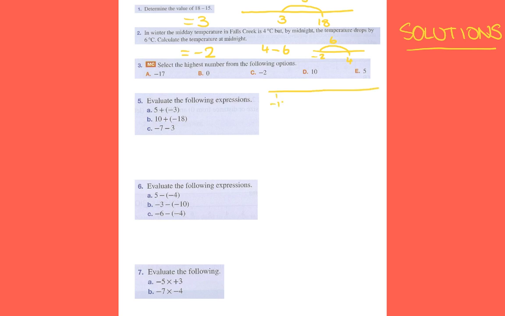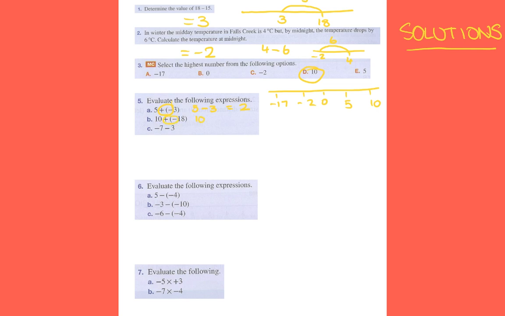Now the highest number, I'm going to pop them on a number line. Negative 17, negative 2, 0, 5, 10. The highest number, the biggest number, is going to be 10. Okay, so evaluate means work out the answer. I'm going to circle those two signs. The opposite is a minus. 5 minus 3 is 2.